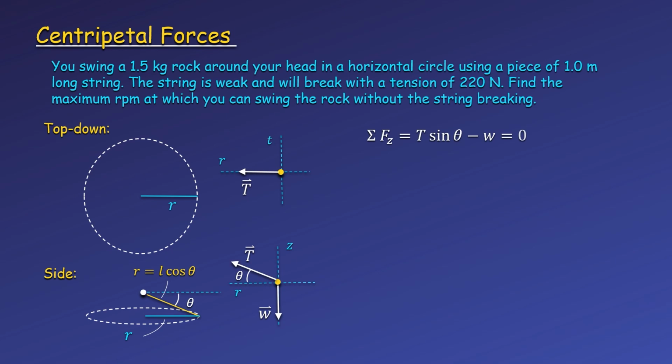Here we have the z component of tension upward and a negative weight. We can move the weight to the other side as mg, then divide by the tension and use inverse sine to solve for the angle. Doing this gives us an angle of 3.83 degrees.